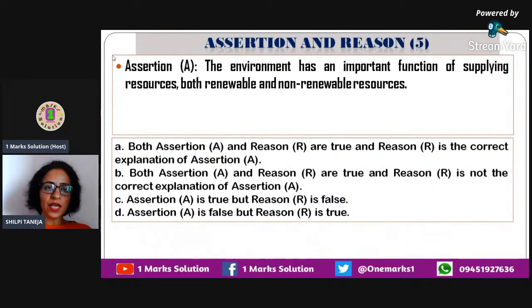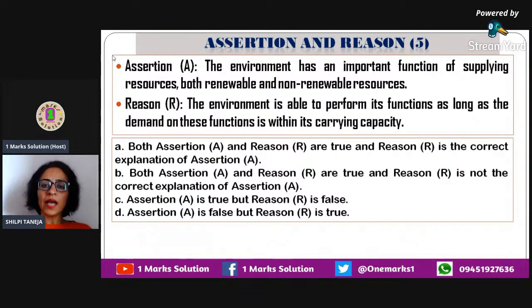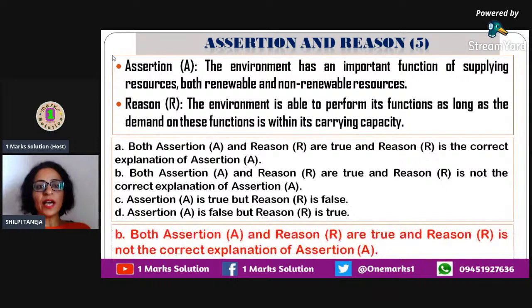Now next question says assertion, the environment has an important function of supplying resources. It is the function of the environment to supply resources, both renewable and non-renewable. Which are the renewable resources? Those which get renewed by themselves. Non-renewable are those which take lots of time to get renewed. Right? So reason says the environment is able to perform its function as long as the demand on these functions is within the carrying capacity.